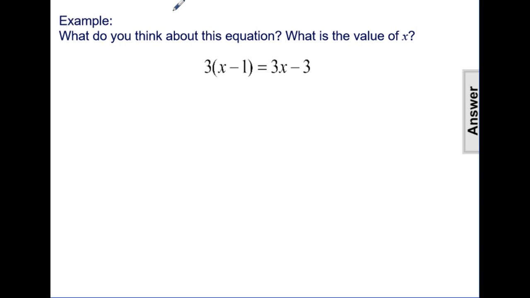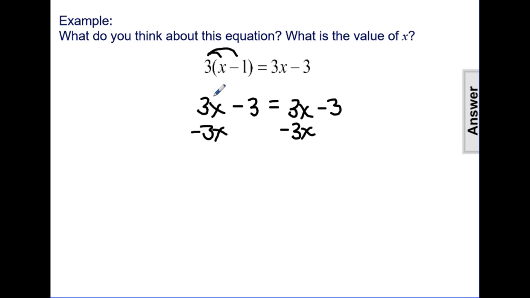Now, what do we think about this equation and this value of x? Again, let's try and simplify using our rules. So first, we'll distribute the 3 to become 3x minus 3 equals 3x minus 3. We would then try and subtract 3x from both sides. And again, our variables seem to disappear and we're left with negative 3 equals negative 3. What does this mean?